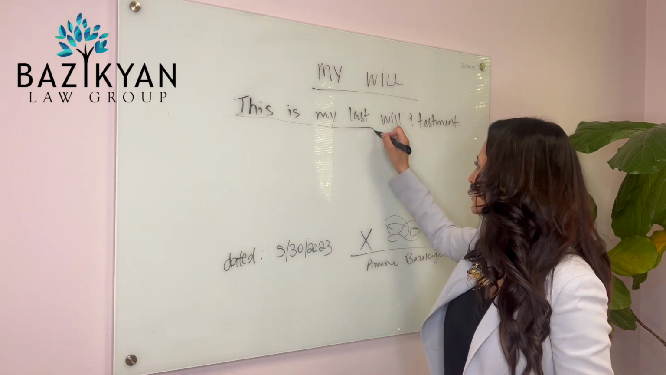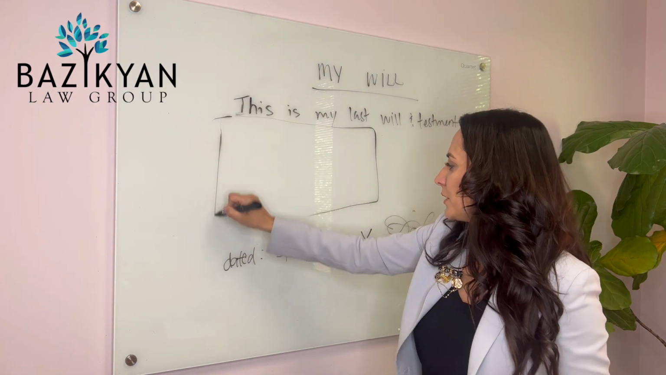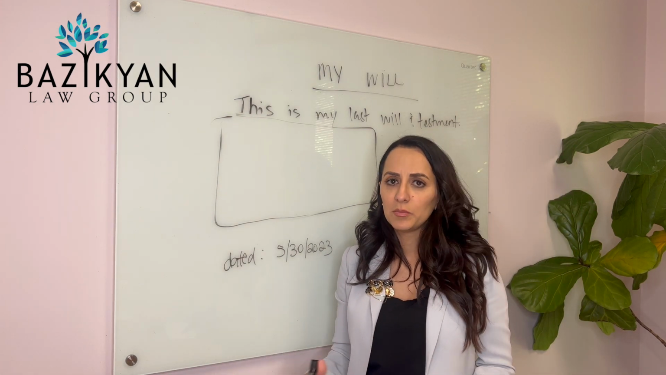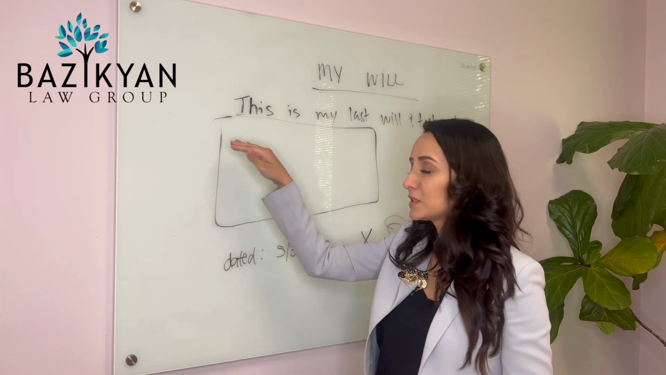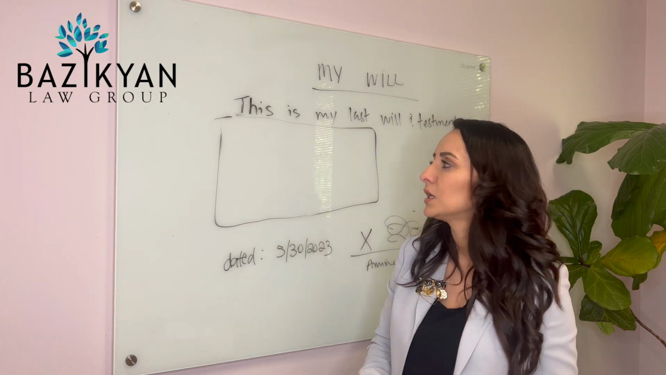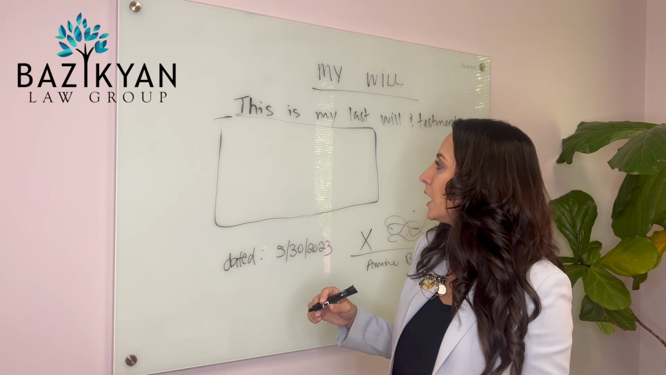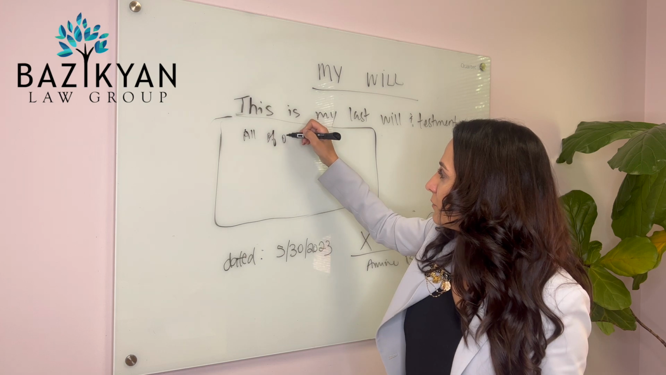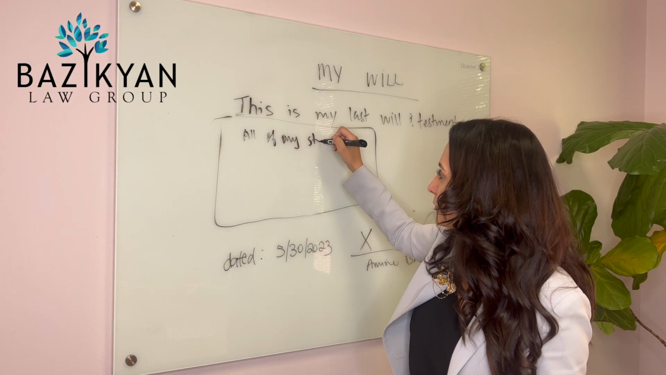In this middle section, you could put whatever you want about your stuff. So you could do a general statement about all of your stuff going to a group of people in certain percentages. You can do specific line items of, my car goes to this person, my house goes to this person, my bank accounts go to this person. It just depends on what you want. So in this case, I'm just gonna put all of my stuff.